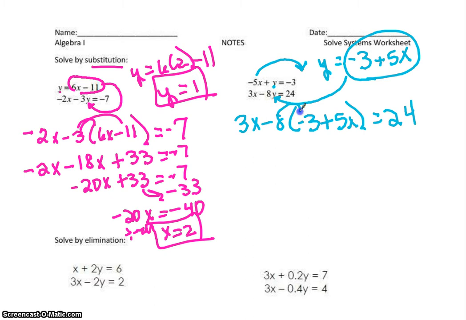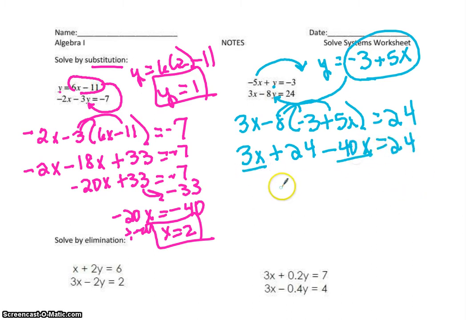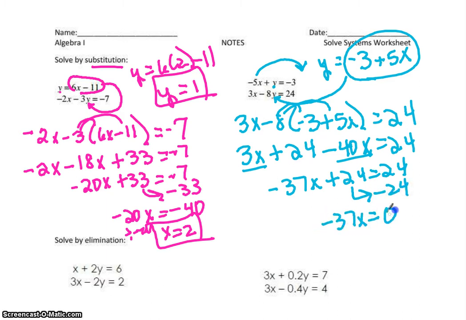So I'm going to distribute this negative 8, and I get 3x plus 24 minus 40x equals 24. So my 3x minus 40x gives me negative 37x plus 24 equals 24. I'm going to bring this 24 over and subtract it, and so I get negative 37x equals 0, and that's possible. So my last step is going to be to divide by negative 37, and x is equal to 0 divided by negative 37, which is 0.